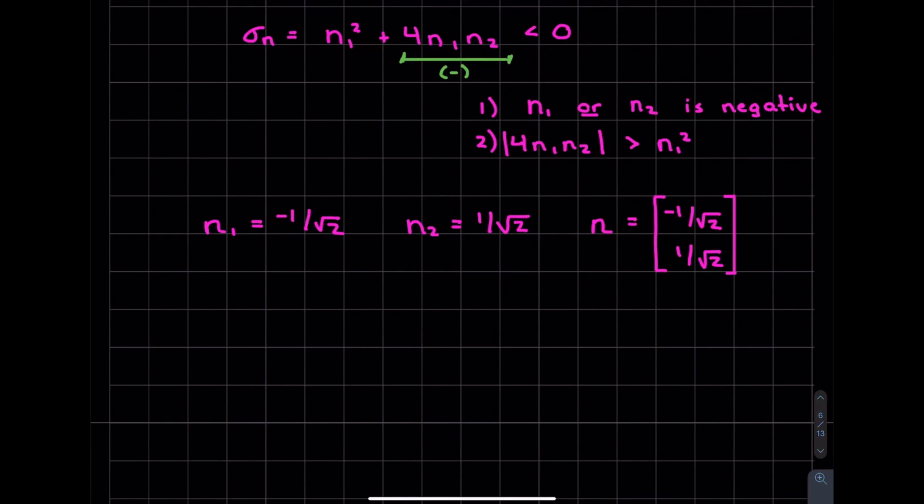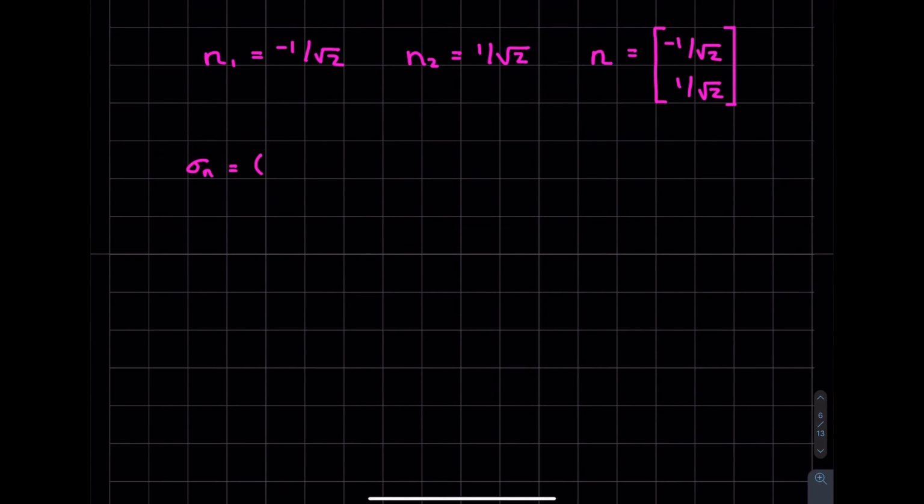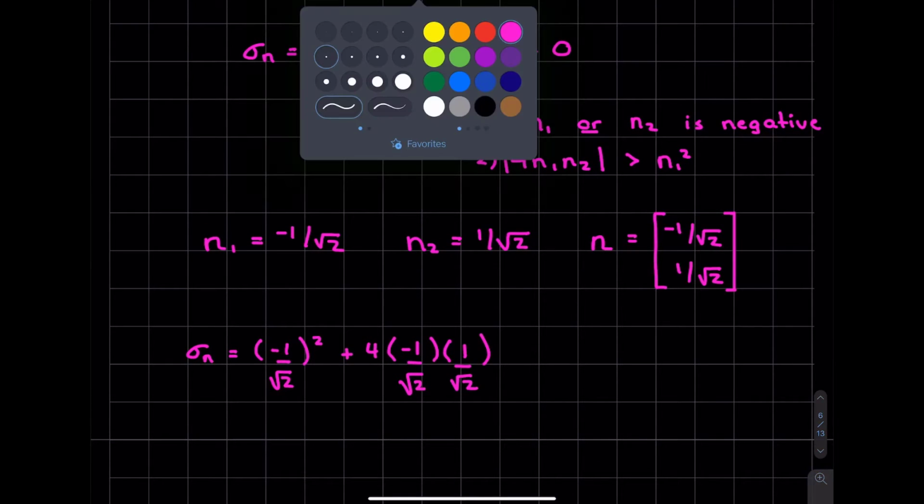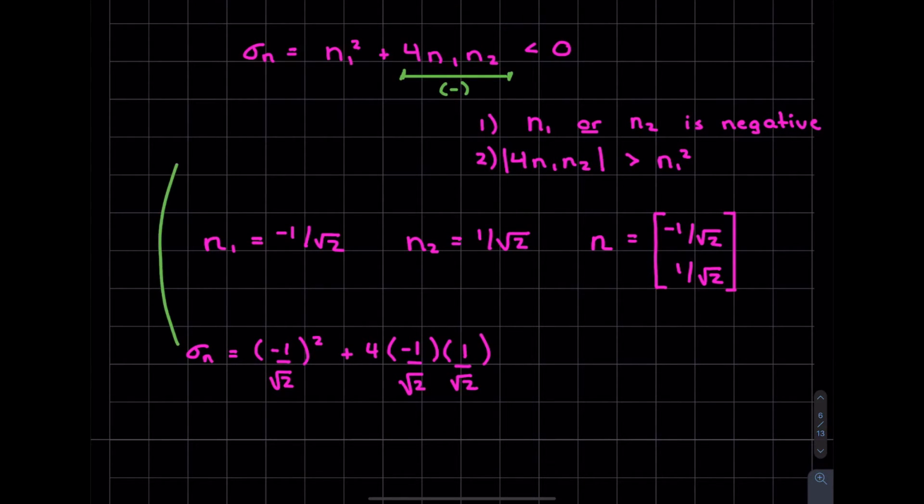I come down here and ask, what is my sigma n? Sigma n is equal to n1 squared, and n1 was -1 over root 2, squared, plus 4 n1 n2. So plus 4 times -1 over root 2 times n2, which is just 1 over root 2. If we substitute all these numbers in, this equation just comes directly from the one right above, which I'll mark with a green line. If I substitute in all of those values, I get that my sigma n is equal to -1.5.